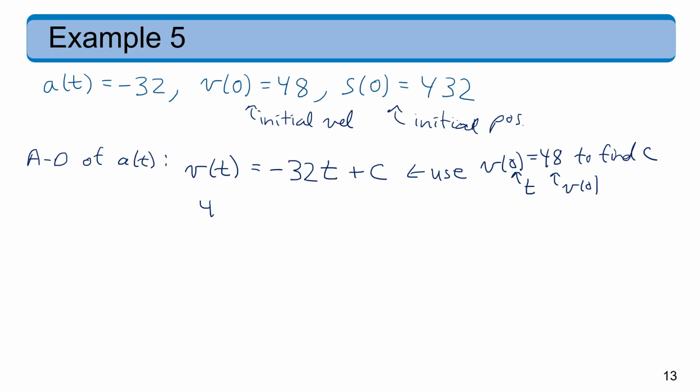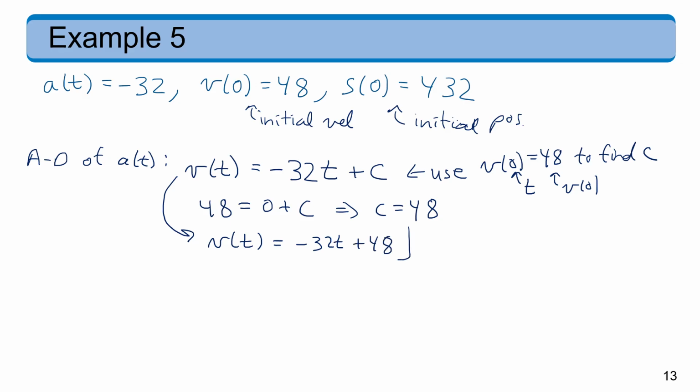So that gives us 48 equals 0 plus c. Whatever you get here, then you would then solve for c. We get 48. And then we can rewrite our velocity function. Just copy it, but replace c with 48. So v of t is negative 32t plus 48. Okay, so that's the first step. That was one of our antiderivatives.